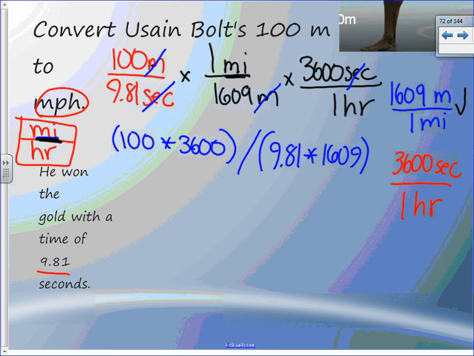What do we got? 22.807487. So just 22.8. Anyone else get 22.8?